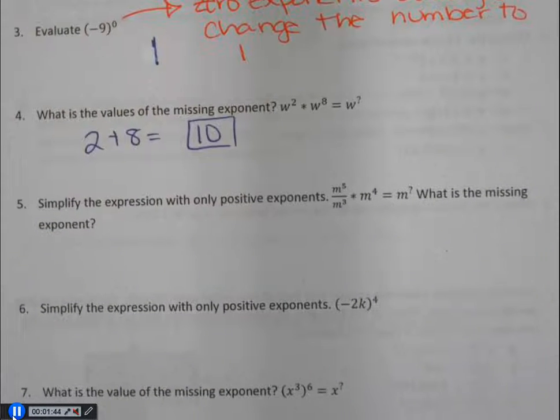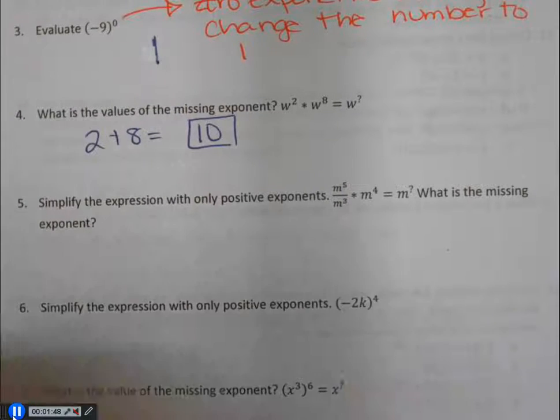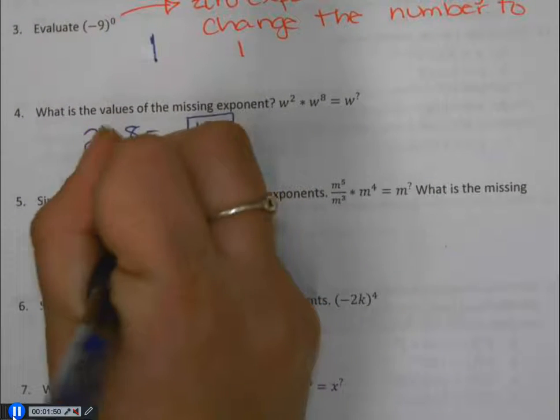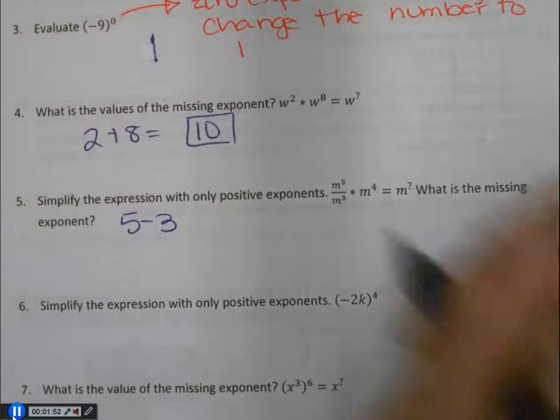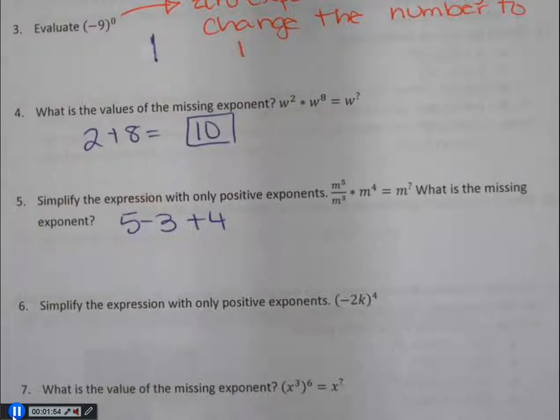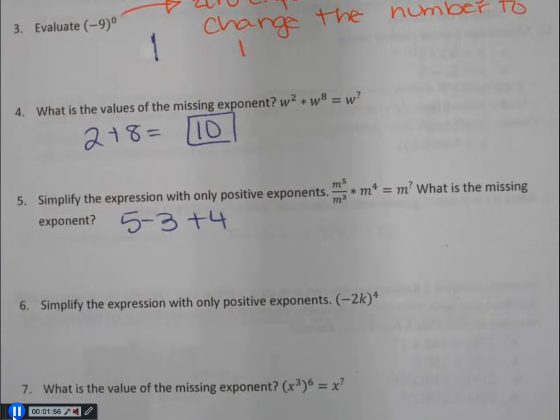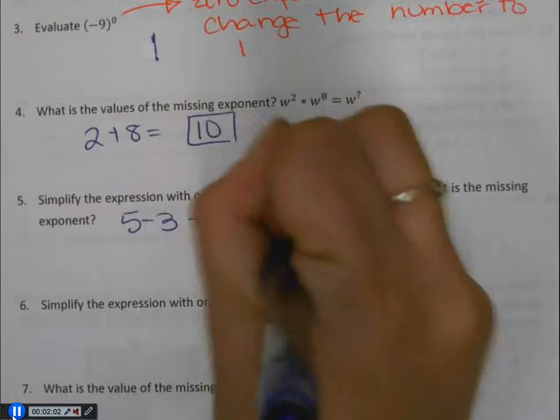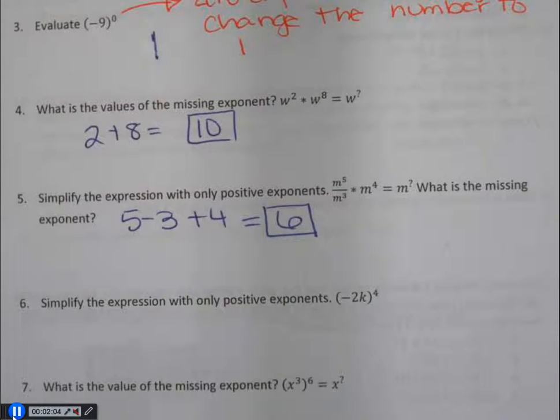Number 5 has a fraction. I subtract with the fraction, so I'm going to do 5 minus 3, and then I add the 4 because it's multiplication. So 5 minus 3 is 2, plus 4, 6. Questions on number 5?